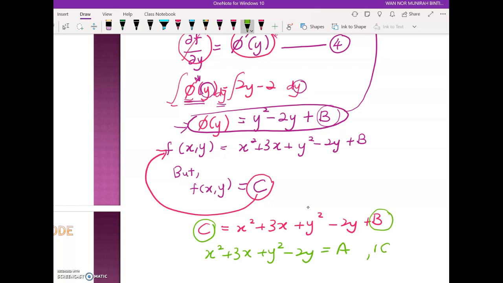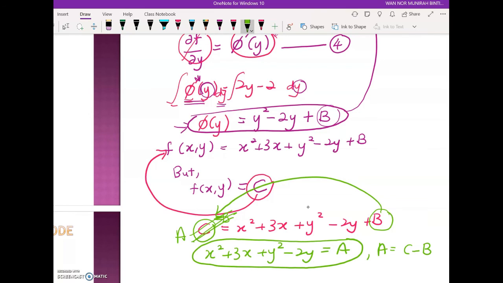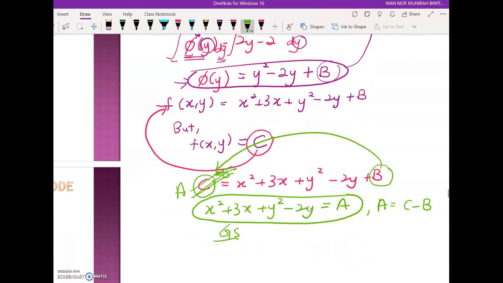So a equals c minus b. I bring b over, so c minus b, and I rename c minus b as a. So we have this kind of solution. This is the general solution of what we call an exact equation. If the initial condition is given, then only you put the values of x and y into this solution, and then you get the value of a.